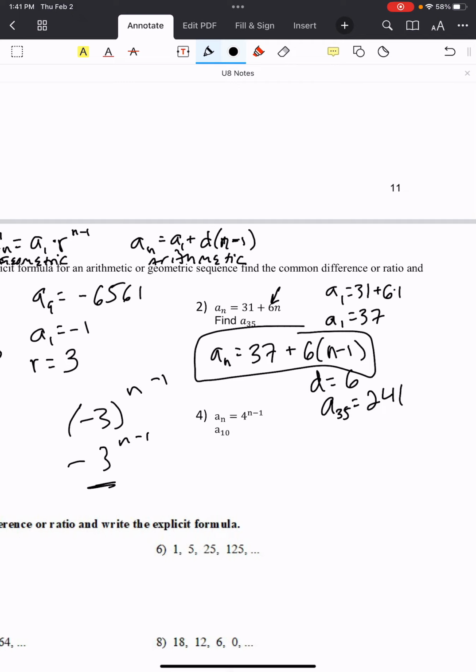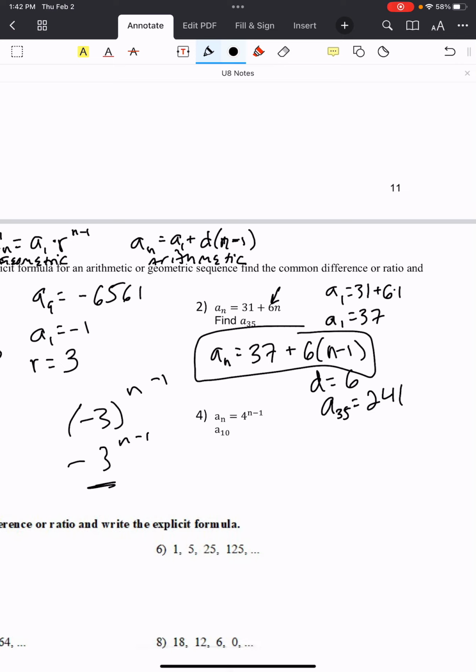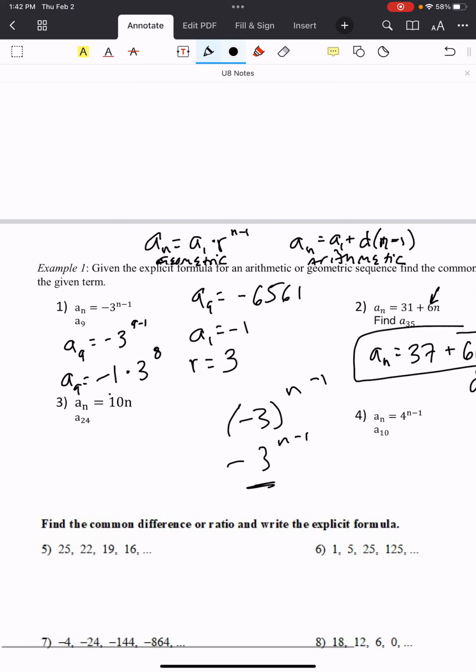But what if the question had asked for something different? I just wanted, some people get confused because this doesn't look like this. That makes sense? Okay. Where did you put in the 35? Did you just put it in for where the n is? Yeah. Okay. Is this arithmetic or geometric? Arithmetic. Good. It's a plus sign. Nailed it.